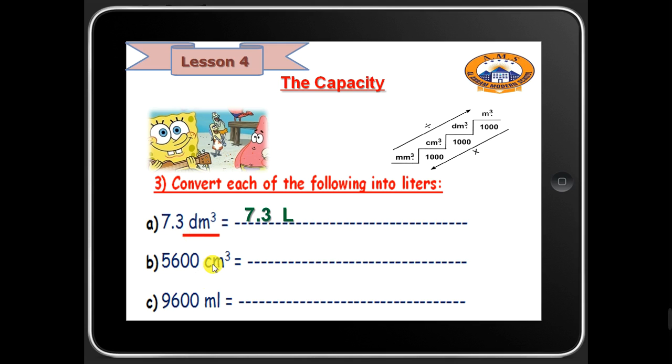And from the cubic centimeter to the liter, that means that I'm going to move from the small to the big. That means that I will divide this number by 1000. The answer is going to be 5.6 liter. And also from the milliliter to the liter, we will divide it by 1000. So the answer is going to be 9.6 liter.